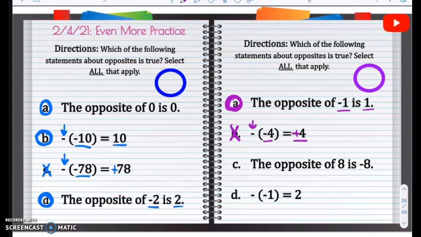The opposite of 8 is negative 8. Yes, it is. And the opposite of negative 1 is 2. Why is there a 2 there? No, the opposite of negative 1 is 1. Ooh, I meant to X that. So that's not true. All right, and then that's going to be it. Great job.